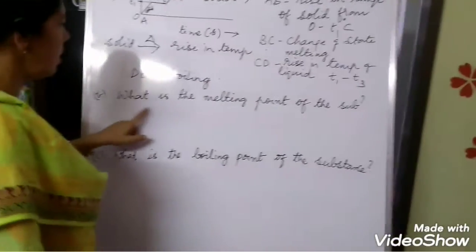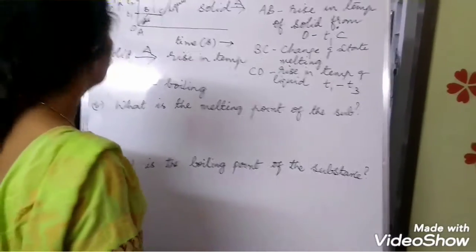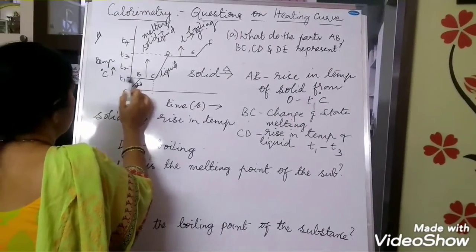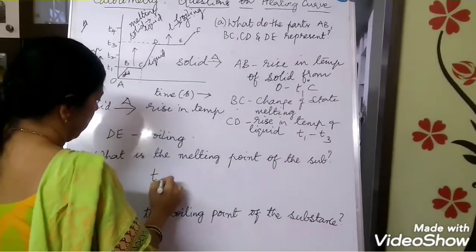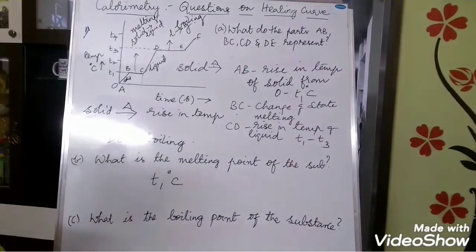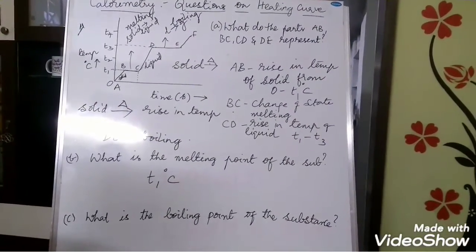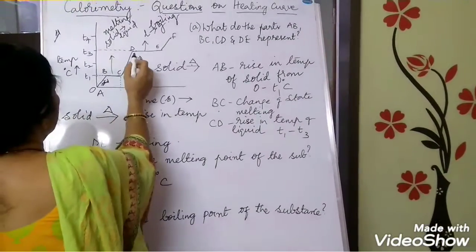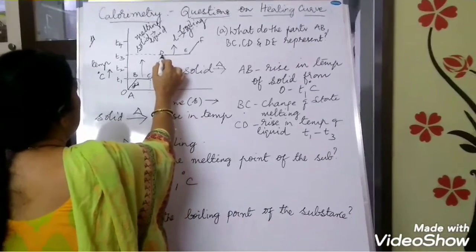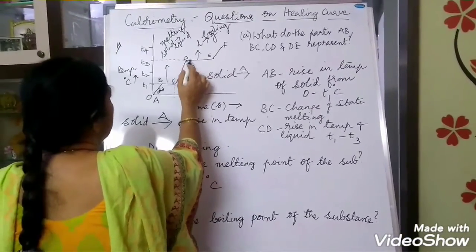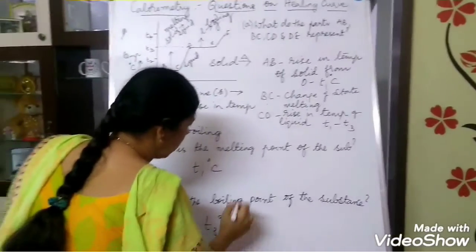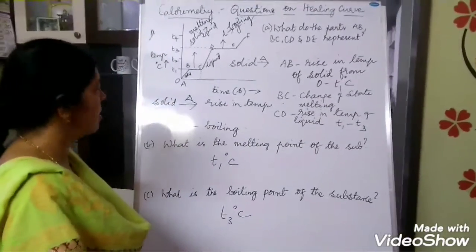Now what is the second question? What is the melting point of the substance? Now the substance is melting at T1 degree Celsius. The melting point of the substance is T1 degree Celsius. Likewise, you can answer this question also. What is the boiling point of the substance? Now you can see here at this point D, the substance starts to boil because it will be in liquid state. So T3 degree Celsius will be the boiling point of the substance.